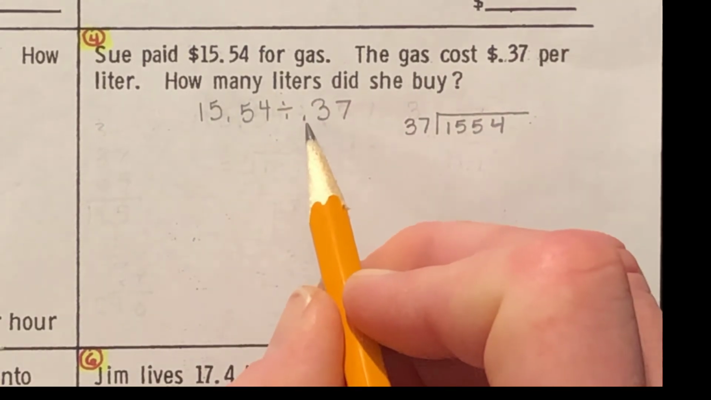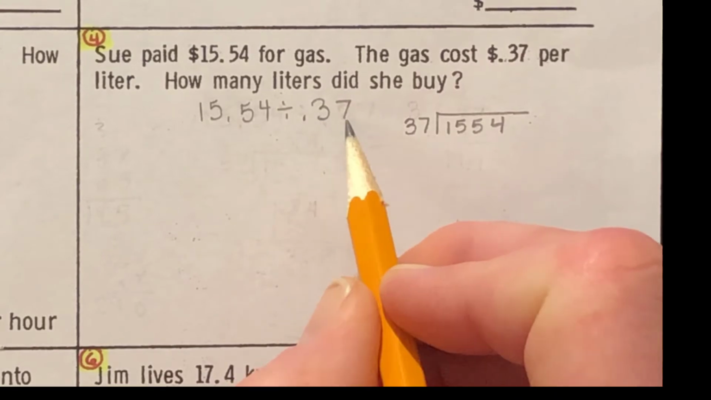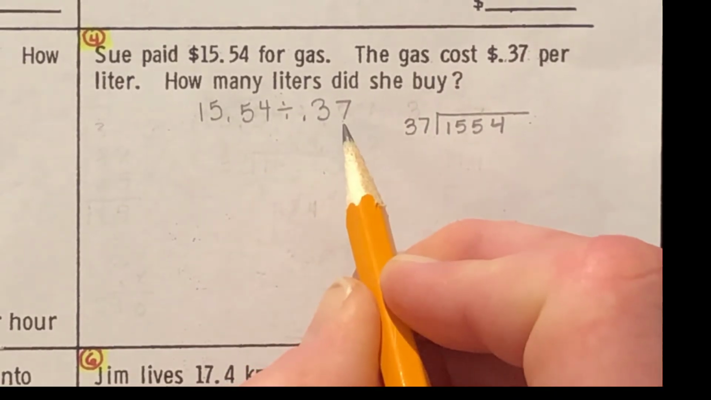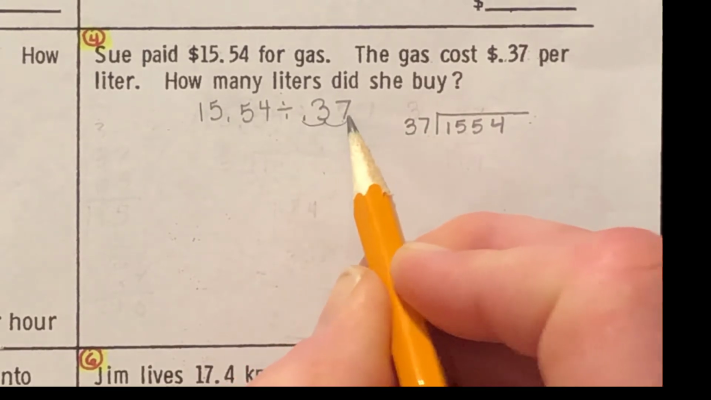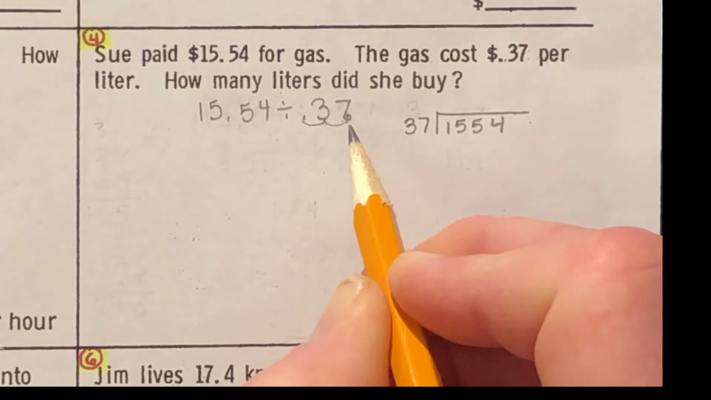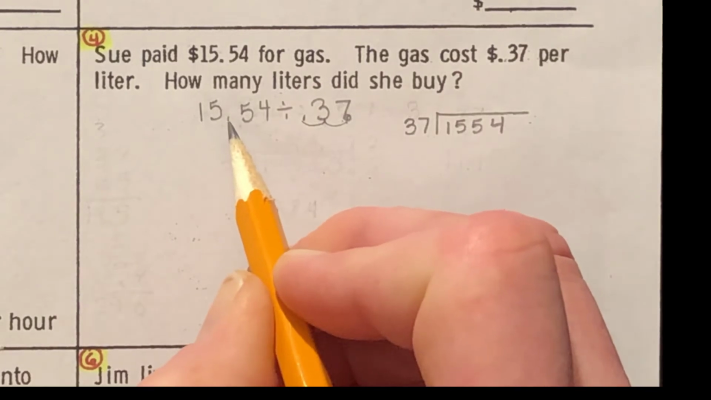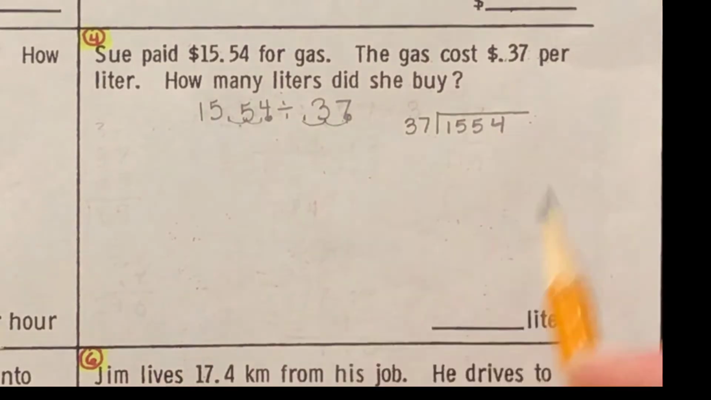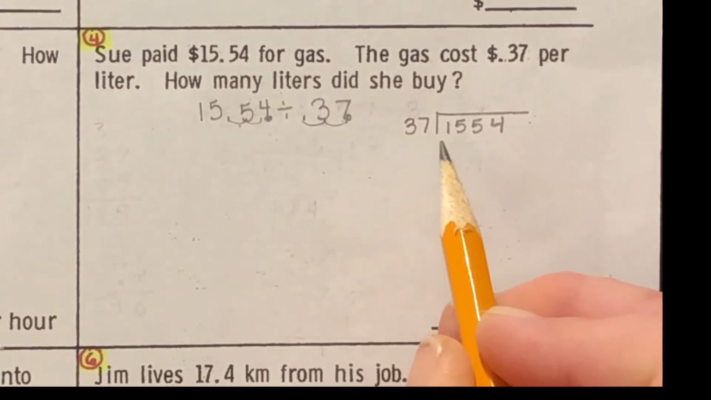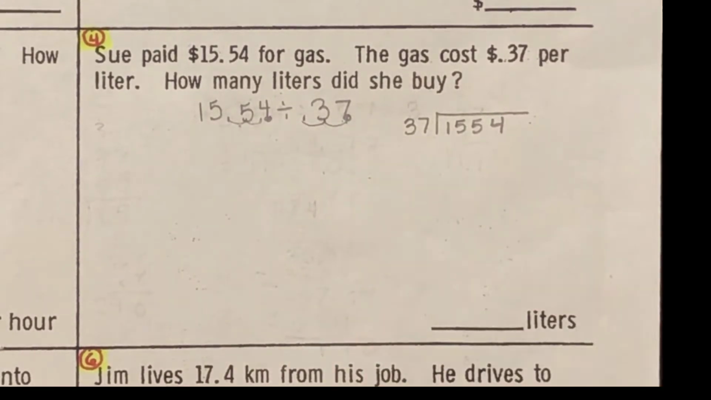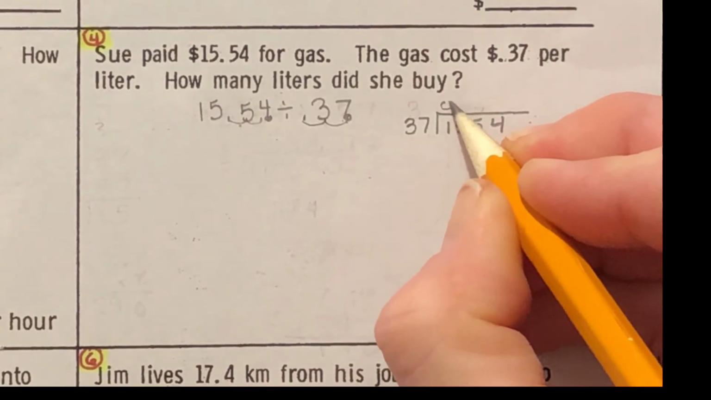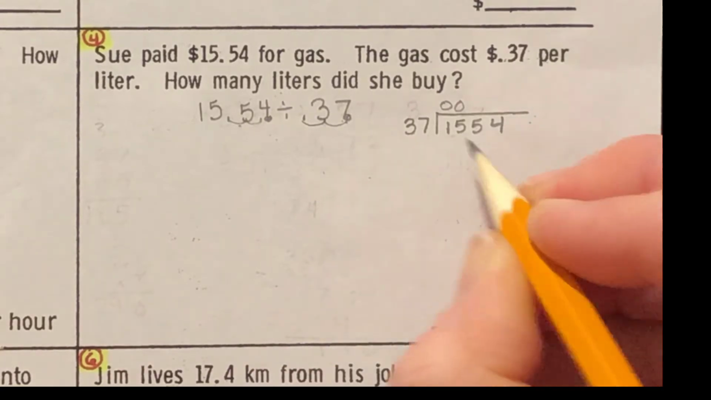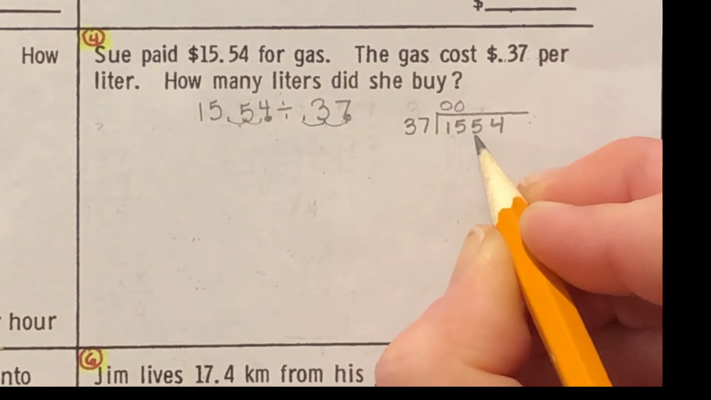First, because we have a decimal in the divisor, we're going to have to move the decimal. There are 2 spaces to the right of the decimal, so we'll move it over 2 spaces to make 37. And so we also have to move it over 2 spaces here then. And when we do that, that becomes a whole number. So I went ahead and I rewrote it. 1,554 divided by 37. 37 goes into 1 0 times. It goes into 15 0 times. But it goes into 155.